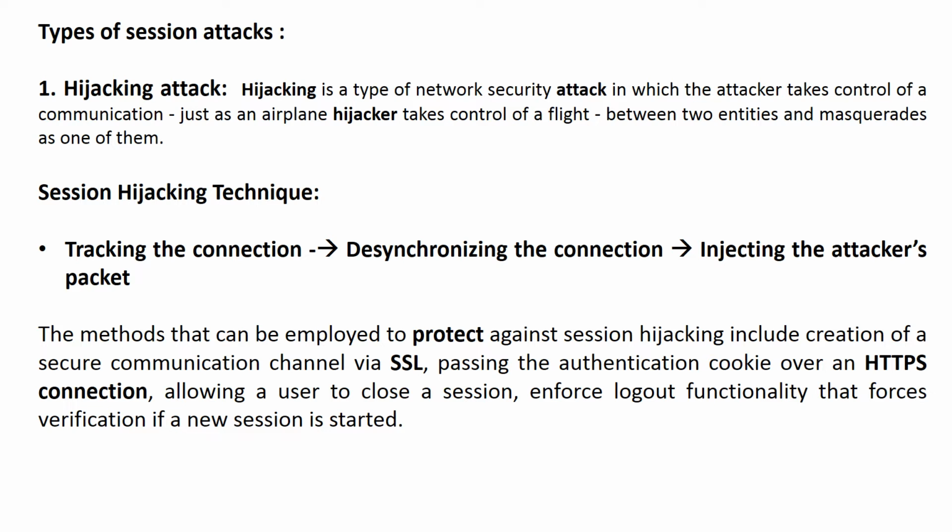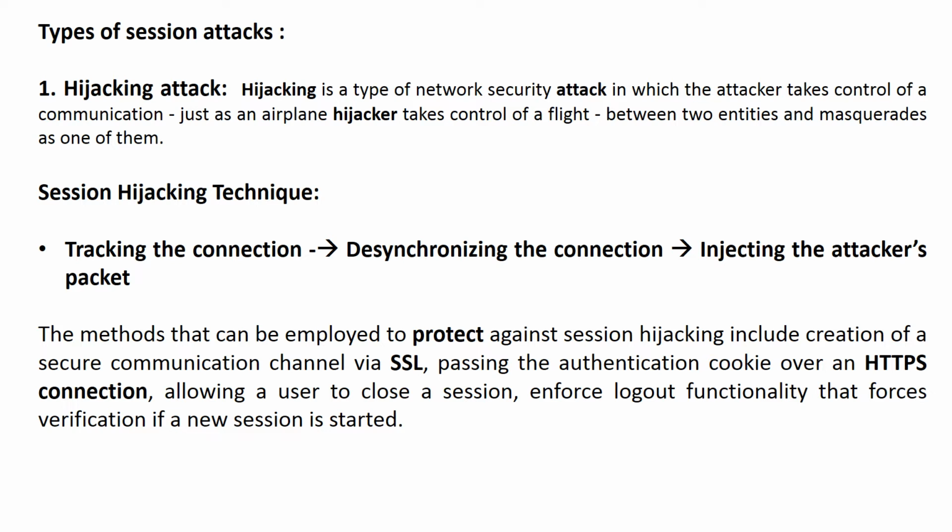First one is hijacking attack. Hijacking, the name itself, we know how the flights are hijacked, right, between two entities. And masqueraders are nothing but they assume that they are the original one, but they are not. They are the fake ones or the pseudo ones, we say. Pseudo is false, right? So that is called as hijacking attack, which is a kind of network security attack. In simple term, I'm just giving you this kind of an attack, right? Session hijacking technique. Just see that particular flow chart, you will understand that flow diagram.